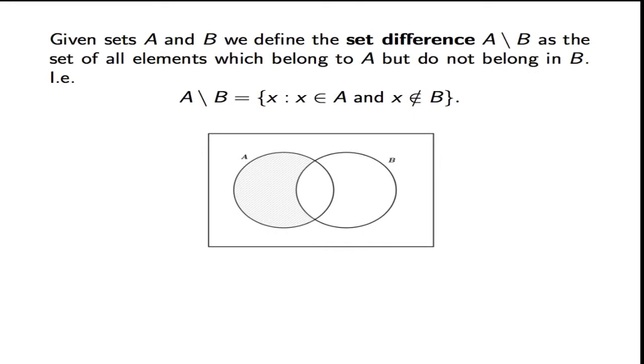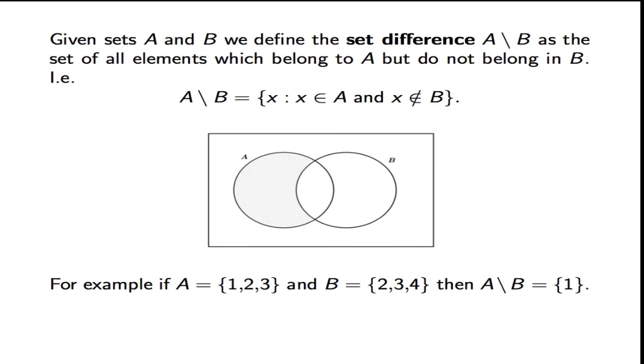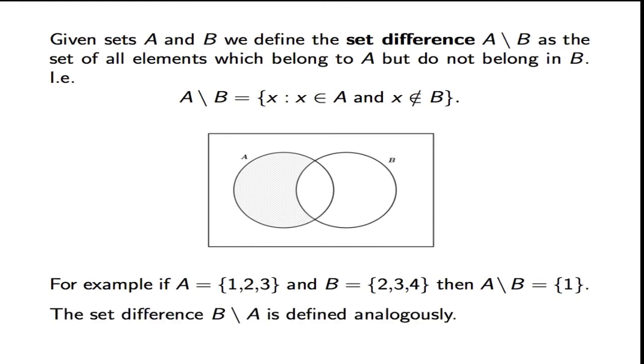Another set operation is that of the set difference, which we denote like this, and is the set of all elements which belong to A but do not belong to B. So in set notation it is the set of all x such that x is in A and x is not in B, and in the Venn diagram it is only this part of the circle. For example, if A contains the elements 1, 2, and 3, and B contains the elements 2, 3, and 4, then A set difference B is the set containing only 1. And of course the set difference B minus A is defined analogously.